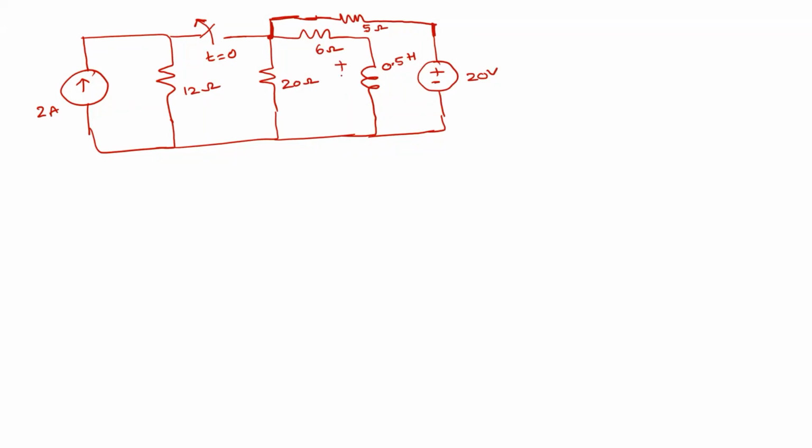Right. So the question is to find out the voltage across the inductor. You need to find the voltage across the inductor for t greater than 0. So the value of V of t. So try to solve this one. Here I will provide the answer. It is minus 4 into e to the power of minus 20t.